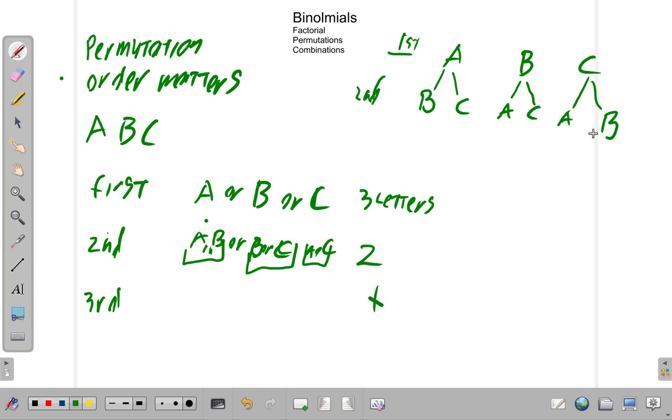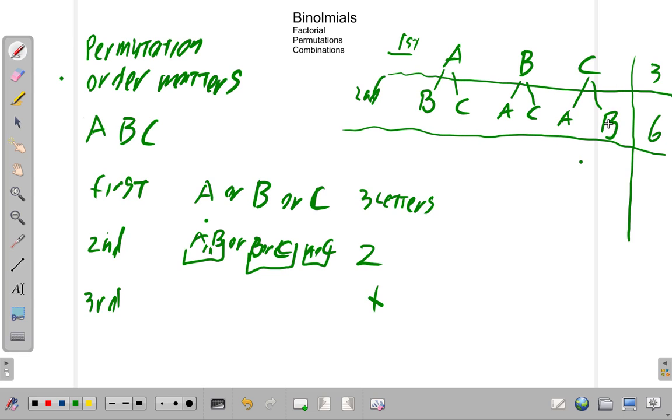So here you have 2 letters available to put in the second position. But the thing is, how many total do you have? In total, for the second, it could be 6. 1, 2, 3, 4, 5, 6. All right. So here you have 3, then you have 6. That is for the first position, and then the second position.